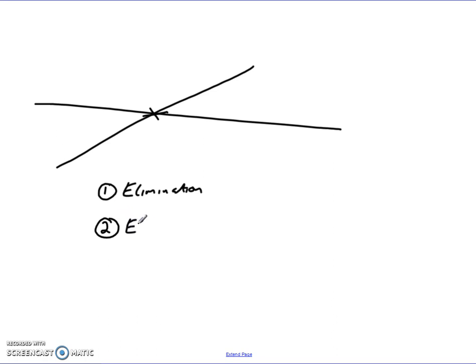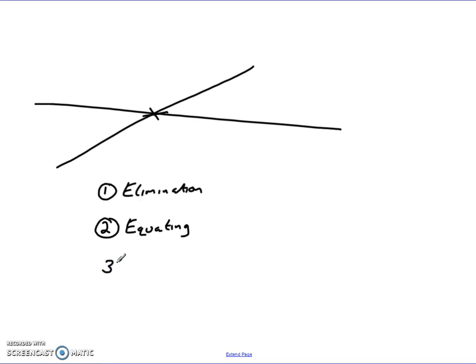The second technique is called equating. When we are equating, that basically means we are changing the subject of both equations to the same variable, so the x's or the y's, and then we set them equal to each other and solve for that variable. Once we've solved for that variable, we then substitute back in to find the other.